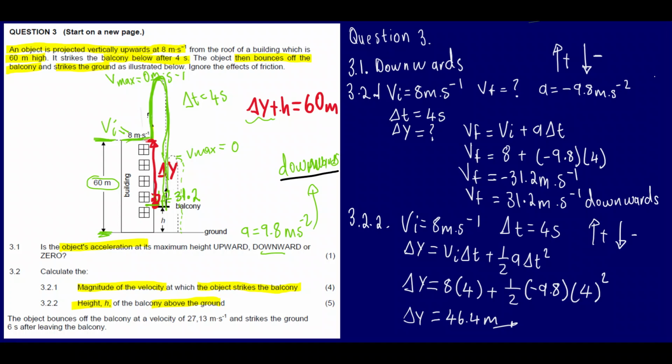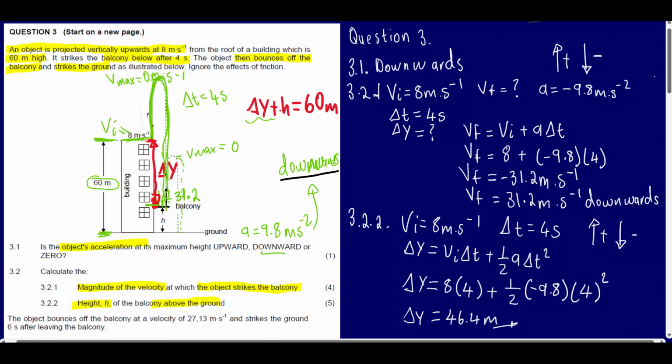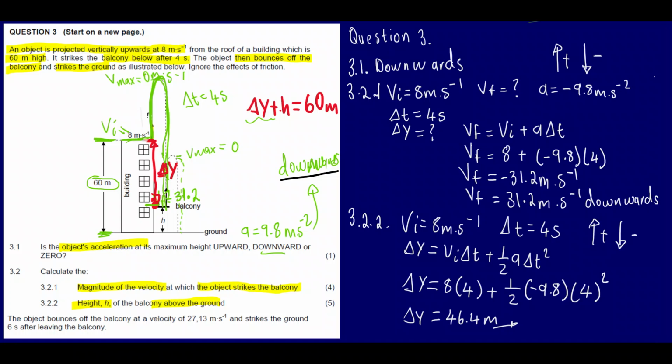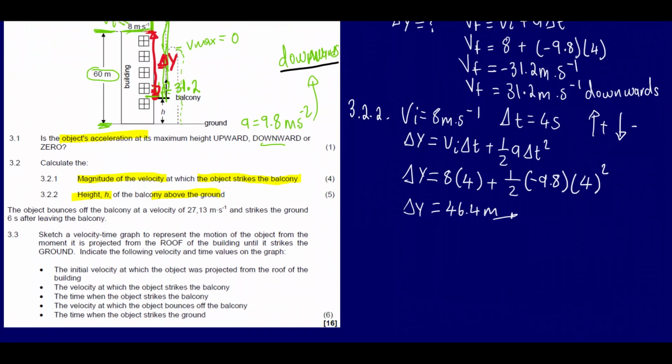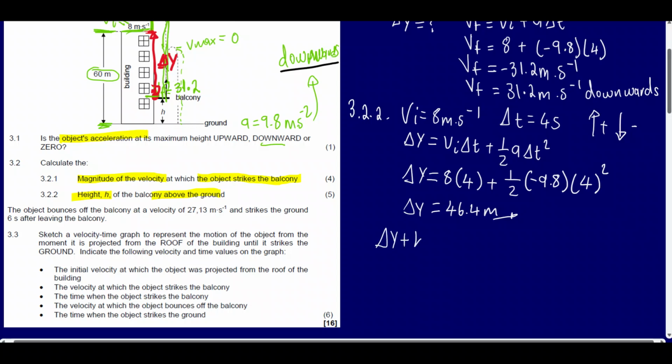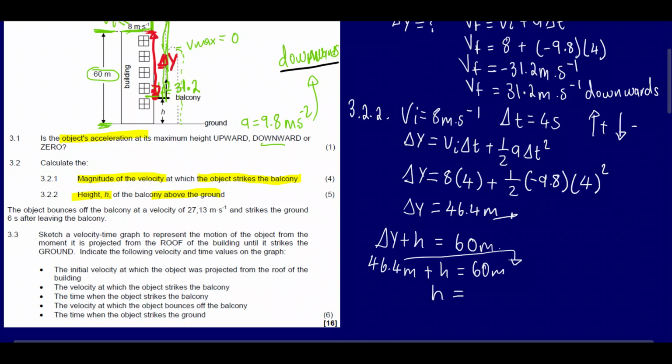This is the displacement from the highest point of the building, which is the initial position, to the final position, which is the balcony. So we worked out the height between those two, which is the one in red on the diagram. If we've worked out that one, we can simply work out the height by saying that the delta y plus the height sum up to the 60 meters. So the delta y, 46.4 meters, plus the h, is 60 meters.